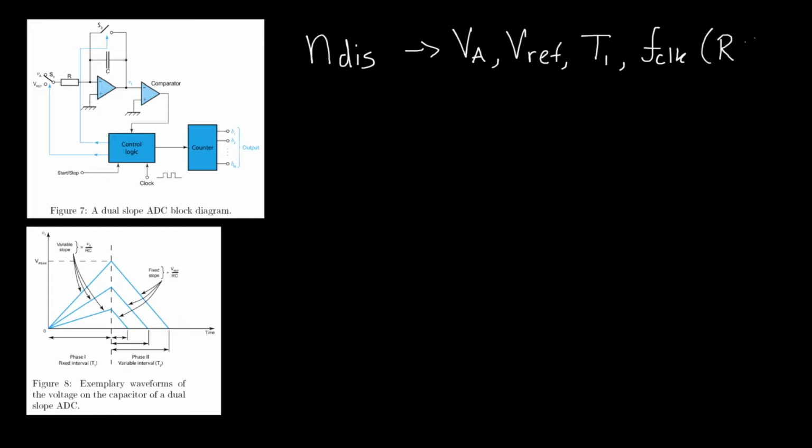This question asks us to describe the number of discharge clock ticks in terms of the parameters of this circuit. So those are parameters like VA, Vref, the timing interval T1 and the clock frequency, and perhaps even the parameters R and C. We can start by making a sketch of this integrator, so let's do that first.